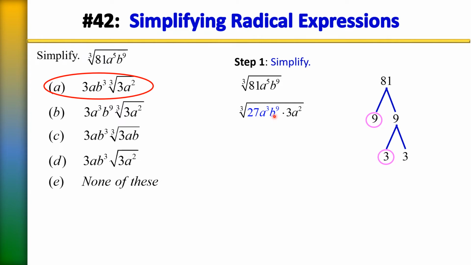b was perfect, so it's fine. So now we can go ahead and solve all of this perfect cube, and then it's going to go outside. And what's going to remain under that radical symbol again is 3a squared. So we're left with here 3ab, cube root of 3a squared.